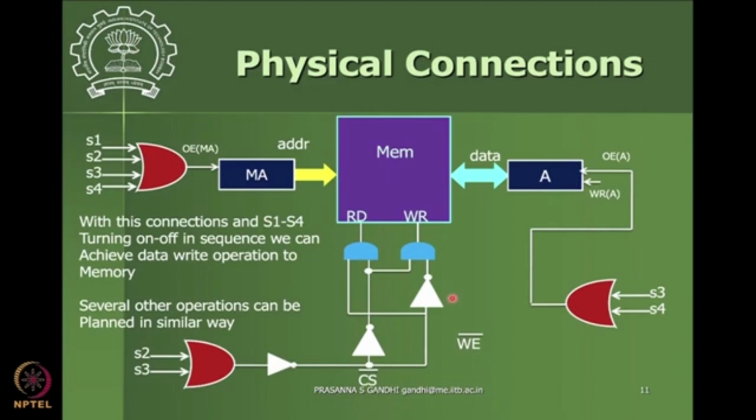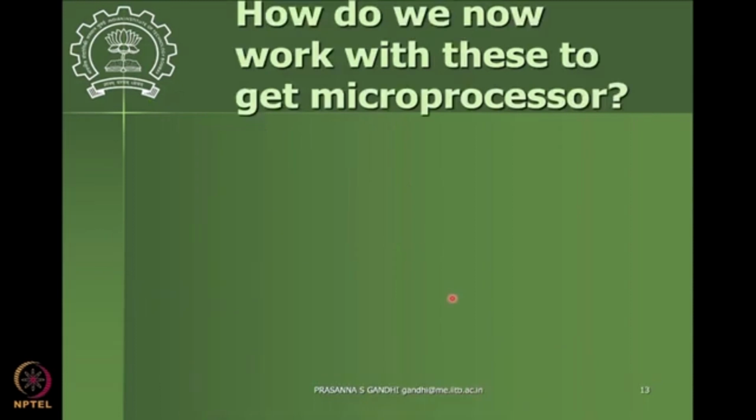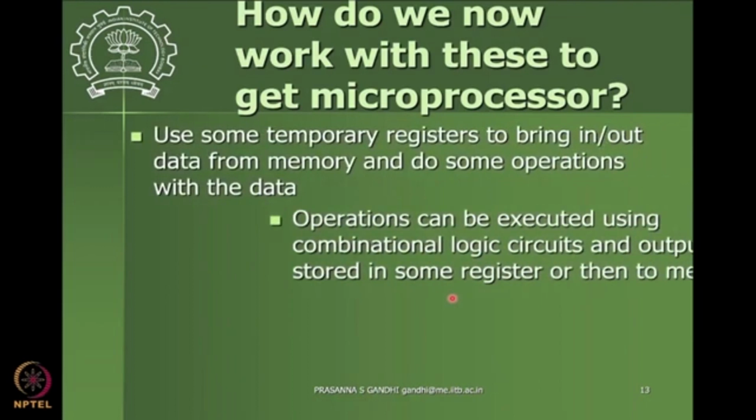Okay, so we can put together many different kinds of elements, as whatever we have seen: combination logic elements, adder, comparator, many different kinds of possibilities are there, and many sequential elements also can be there, and then we can put together all these to build our microprocessor unit. Okay, so how this works, we'll now see with an example.